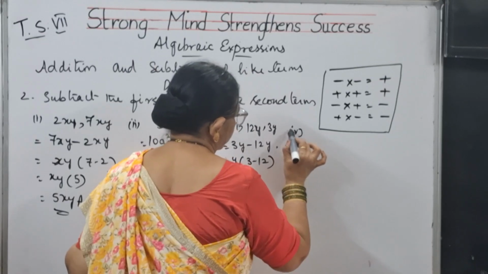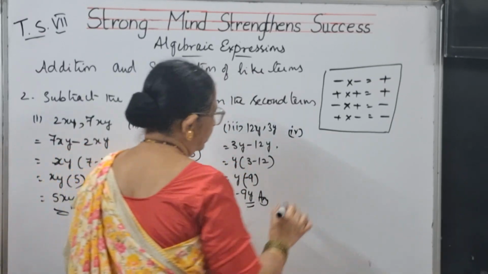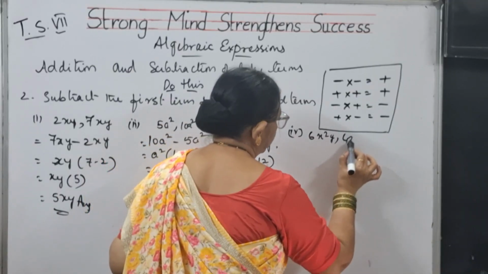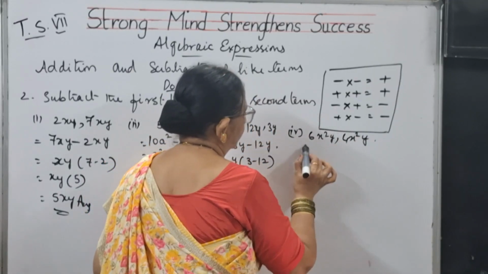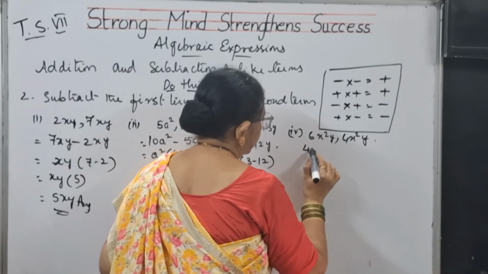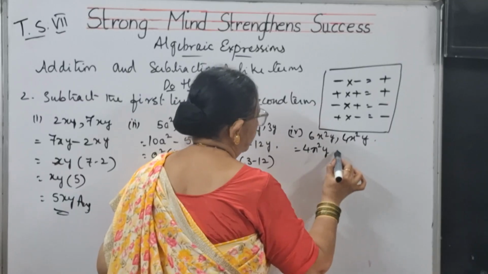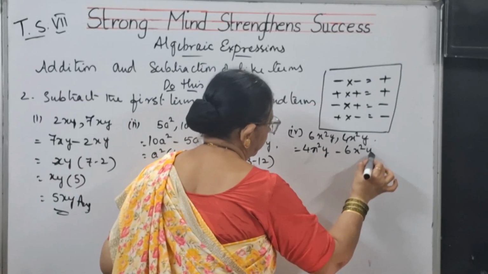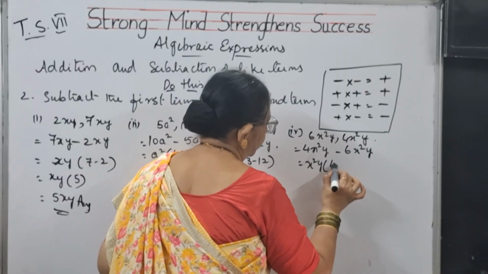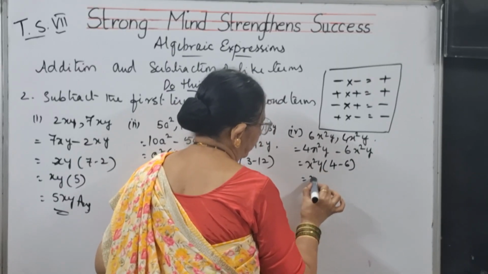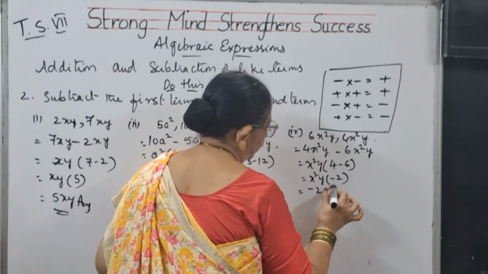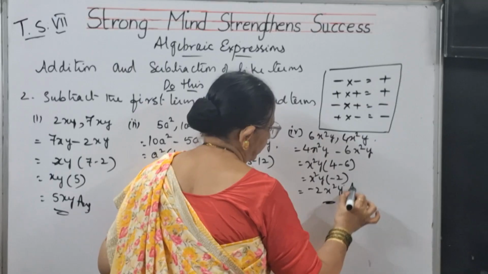Now fourth bit, 6x square y, 4x square y. So second one first I should write. 4x square y minus 6x square y. So in this common is x square y into 4 minus 6. So x square y into minus 2. Minus 2x square y is the answer.